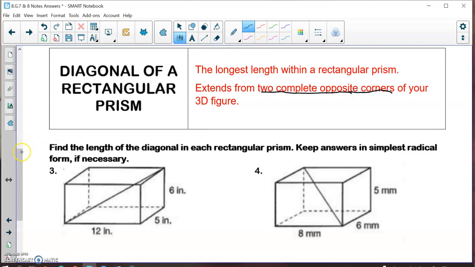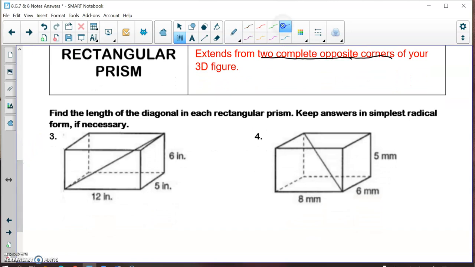For example, if we look at number 3, the diagonal of your rectangular prism in number 3 is what is drawn in for you. Sometimes you will need to draw the diagonal in yourself. Now they started the diagonal at the top, back, right corner. The opposite of top is bottom, the opposite of back is front, the opposite of right is left.